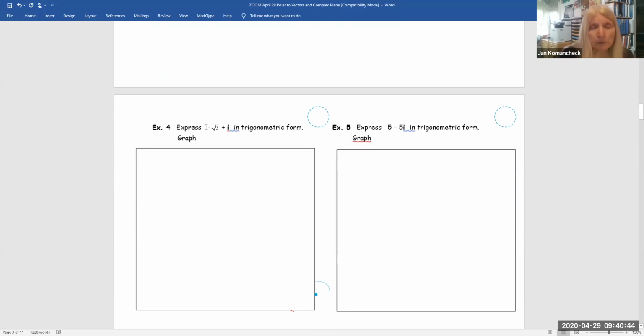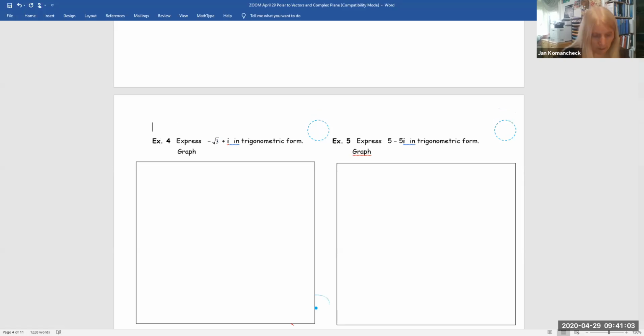It says express x plus yi. So let me go ahead and write that up there. X plus yi. Not capital X, Microsoft Word. We don't need to use capital letters on our variables. So this is x plus yi, but I want x plus yi changed into trig form, and then of course we're going to graph it.